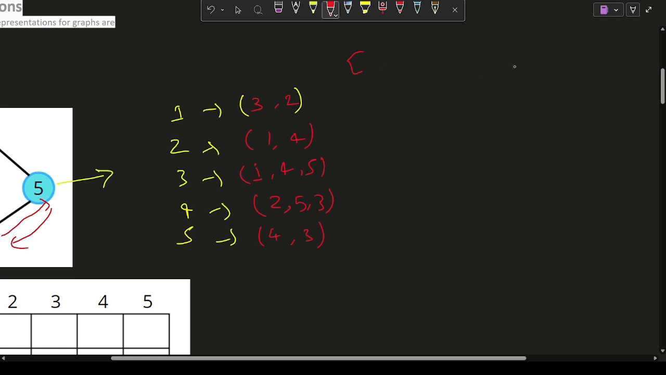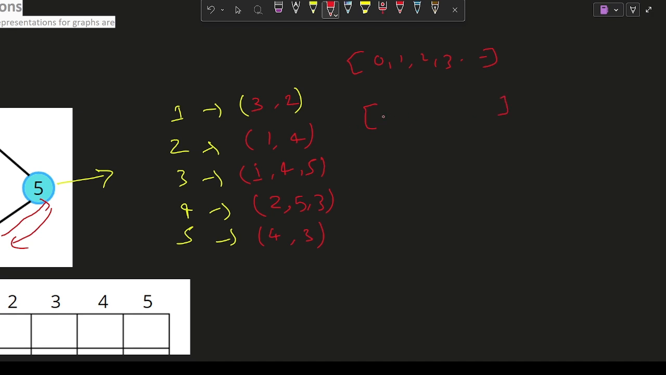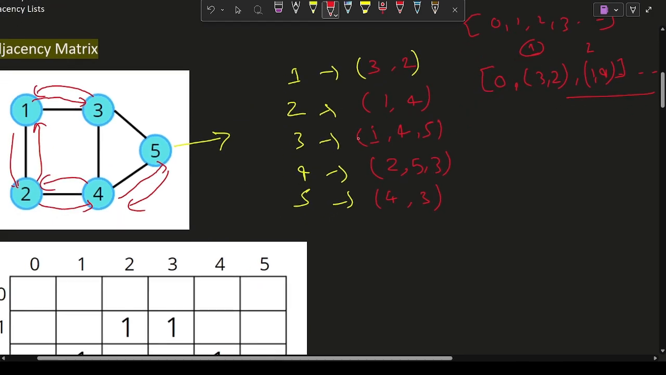The list basically starts from index 0, 1, 2, 3 like this. Here I take 0, which represents nothing. Starting from 1: 3, 2. It represents that 1 is connected with 3 and 2. Similarly 2: 1, 4, so 2 is connected to 1 and 4. Similarly for all the others. So this is the list representation.